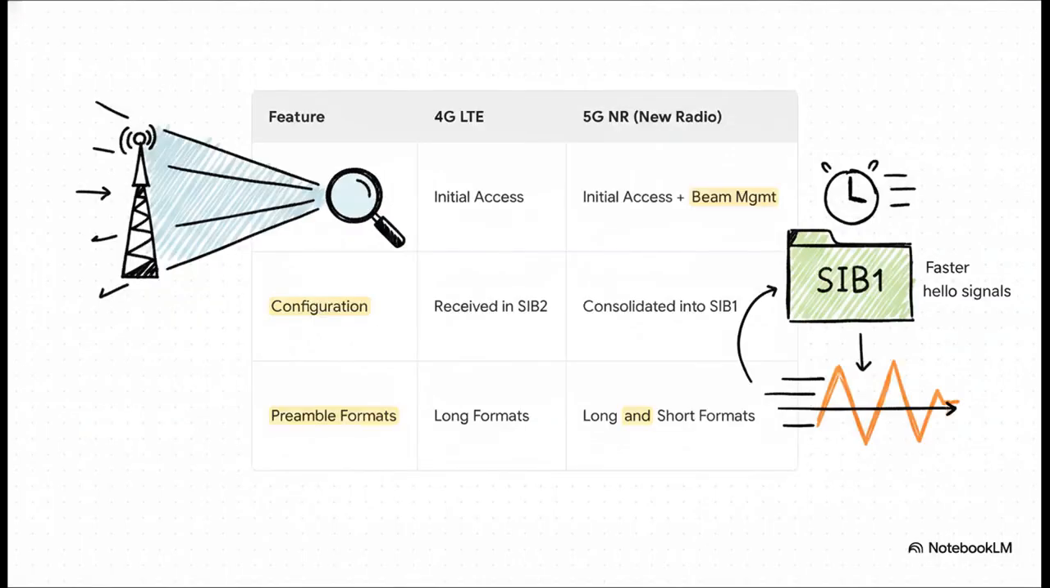The real game changer is right there in that first row. In 5G, RACH isn't just about getting access anymore. It has a crucial new job, beam management. That right there is the secret sauce. You can also see 5G cleans things up a bit, putting all the instructions in one place, what's called SIB1, and it introduces new, faster ways to say hello, which we're going to get to right now.